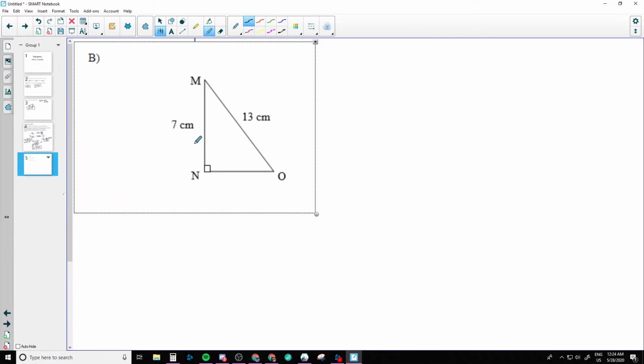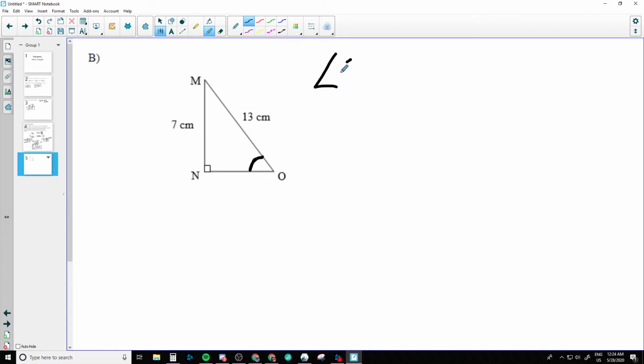This time we're given two sides. We don't have an angle. So we're going to have to solve for an angle. I'm going to choose angle O. I'm going to solve for angle O. We will also have to solve for angle M afterwards. And we're going to have to solve for side NO.